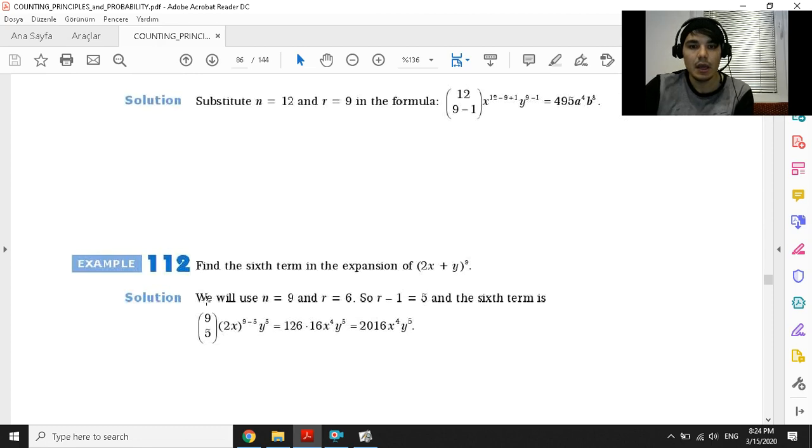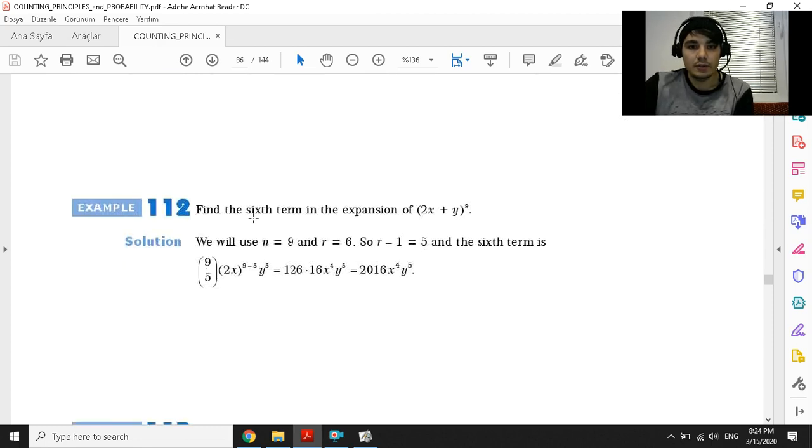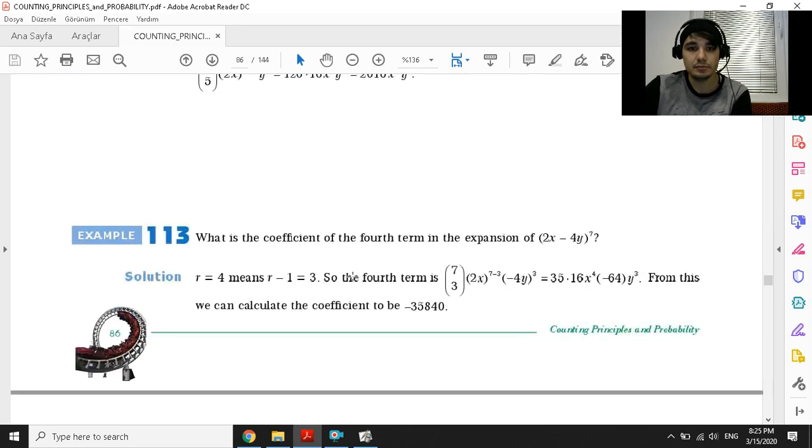That's great. Okay, so we can also find the sixth term: combination 9, 5, 2x to the power of 9 minus 5, and y to the power of 5. So it's gonna be 2016 x to the power of 4 times y to the power of 5. Okay, so to find the coefficient of the sixth term, what are we gonna do? We will take just 2016, right? So it means that the coefficient of the sixth term will be 2016. To find it, we have to find the sixth term.